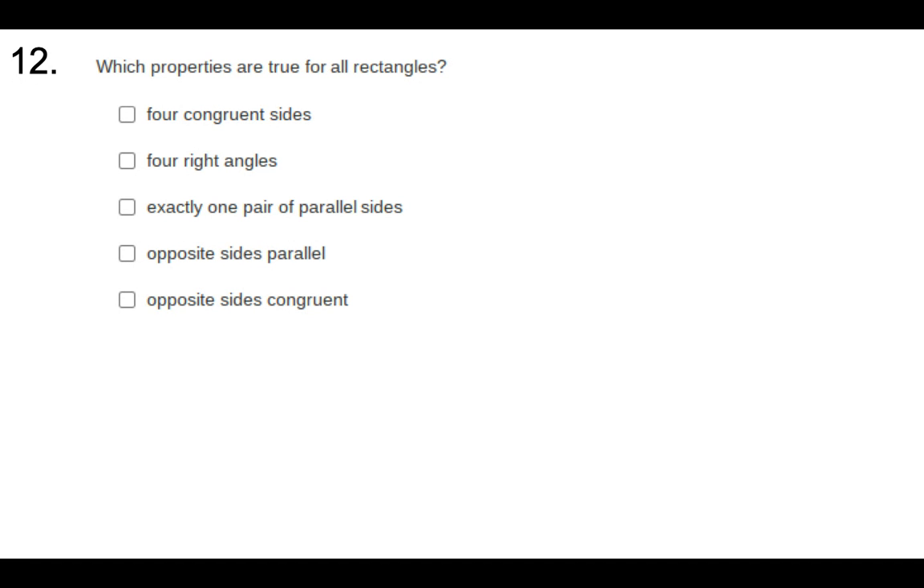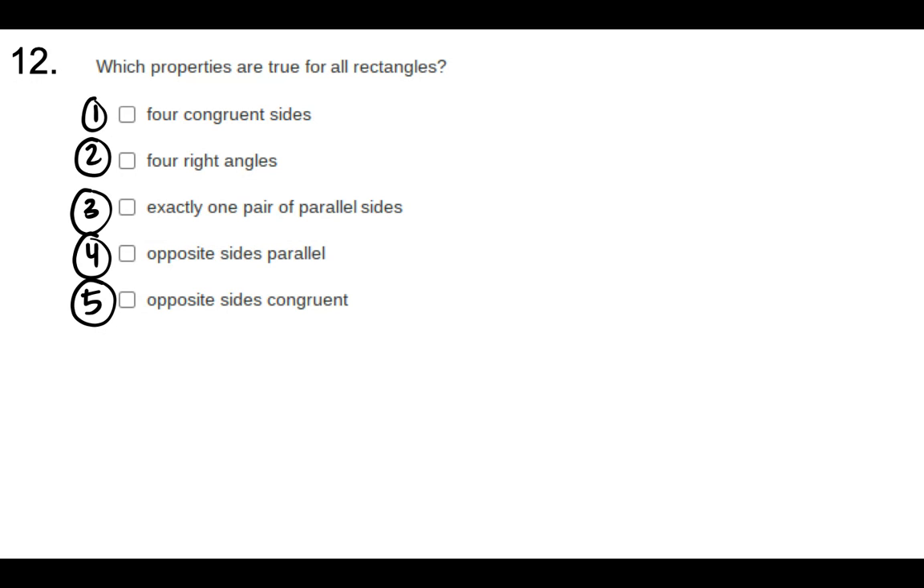Okay, which properties are true for all rectangles? 1, 4 congruent sides. 2, 4 right angles. 3, exactly 1 pair of parallel sides. 4, opposite sides parallel. Or 5, opposite sides congruent. So pick your answer. Okay, so for this one, you're literally just going to look straight into your quadrilateral flow chart.